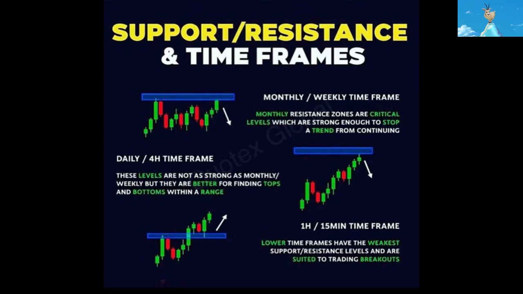Now, I want to tell y'all how to use each time frame. All right, we're going to learn how to use each time frame. Read what the slide is telling you. Okay, so monthly resistance zones are critical levels, strong enough to stop a trend from continuing. When a stock has been grinding up for months and it hits a monthly resistance, that's where the move probably stops or pauses. You don't fight monthly levels. You respect them.